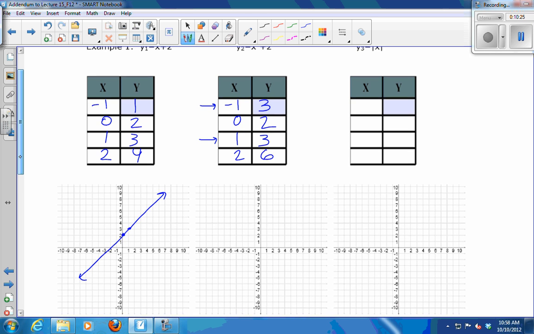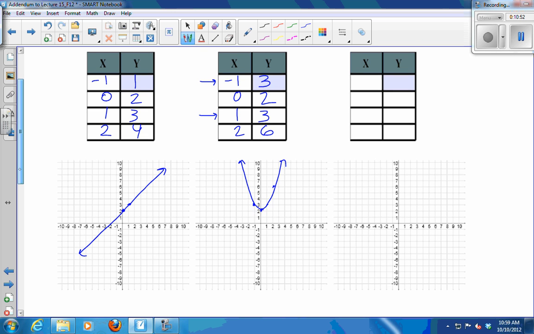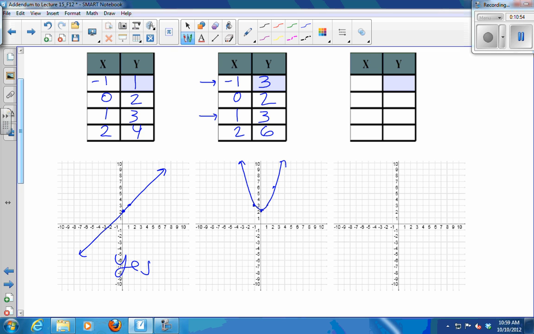If I want to graph this, I could just plot my points and see what it starts to look like. 0, 2, 1, 3, 2, 6. And then if the points aren't enough, you could just plot some more points, or you could have your graphing calculator graph the equation to get a better idea of the shape. It looks something like this. So this was a yes, this was a yes.